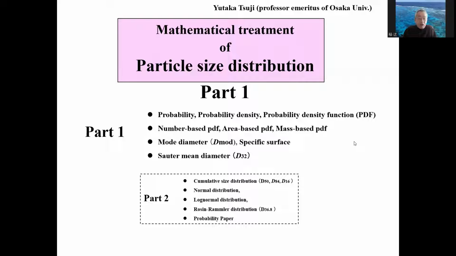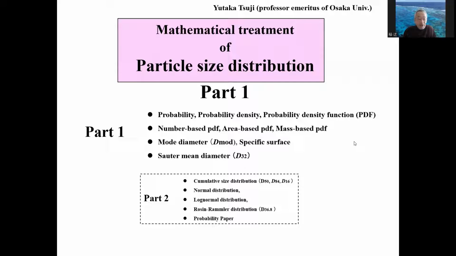Now, I would like to start the lecture on the mathematical treatment of particle size distributions. In this lecture, we assume that the particles are spherical and consider the diameter as the size. In powder technology and multiphase flow, how to represent the geometric properties of particles, such as the mean size and the size variation, is very important. The mathematical treatment for those matters is established.